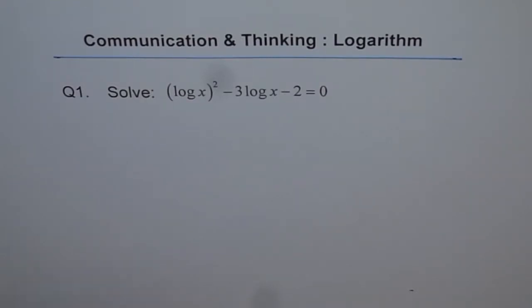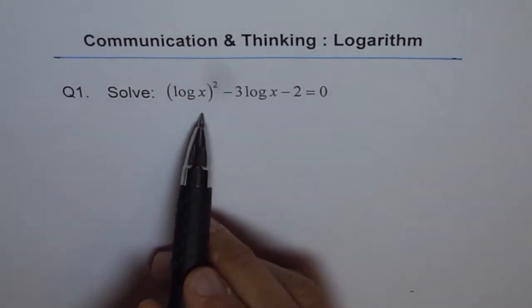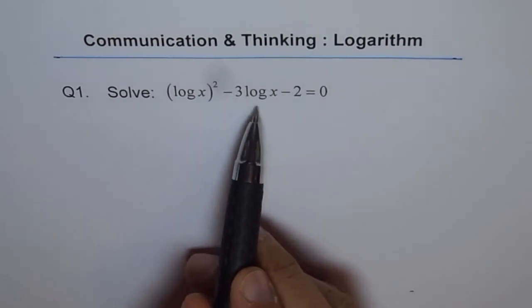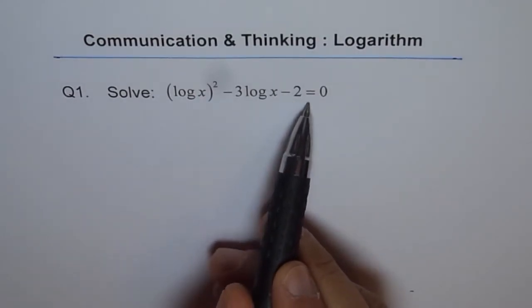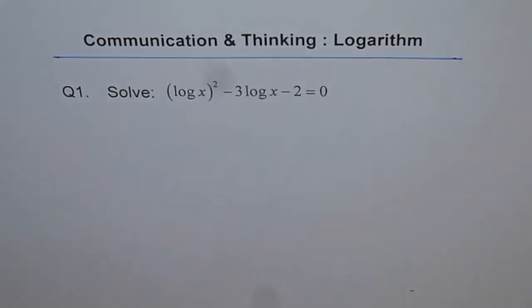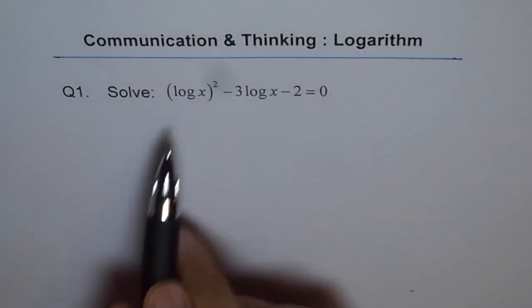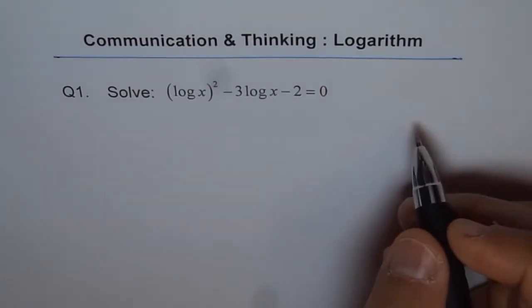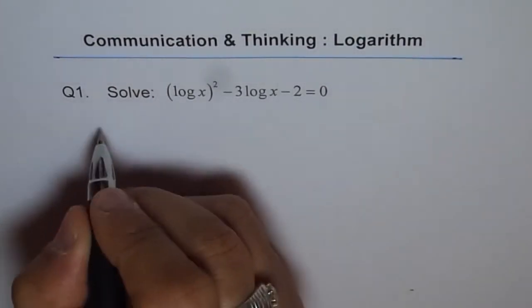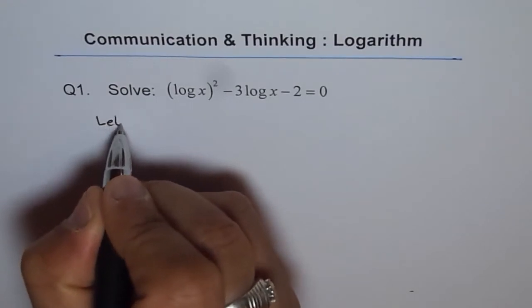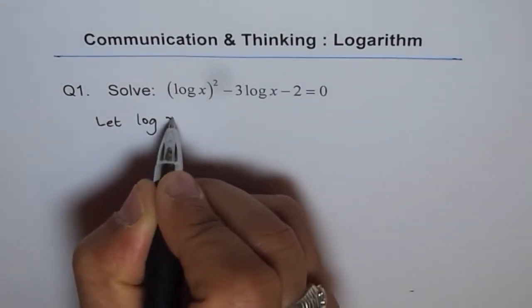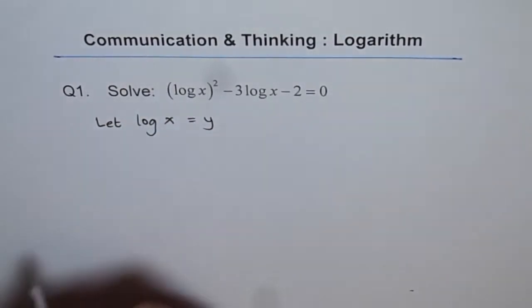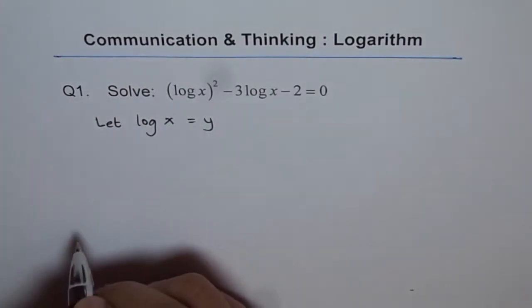Question number 1. Solve (log x) whole square minus 3 log x minus 2 equals to 0, right? Now, I found some students getting confused with this whole square thing. Think like this. You can do a substitution here. Let log x equals to, let's say, y. In that case, what happens to your equation?